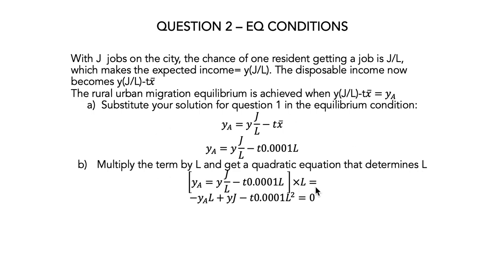Now we multiply the term by L and get a quadratic equation. So this will be y agriculture in this side of the equation will be negative times L plus y times j. This L divided by L will be equal to 1, so you don't need to write it anymore, minus t times 0.0001 L squared. This is equal to 0. And this is a quadratic equation that when you solve it, you can know what is the value of L.